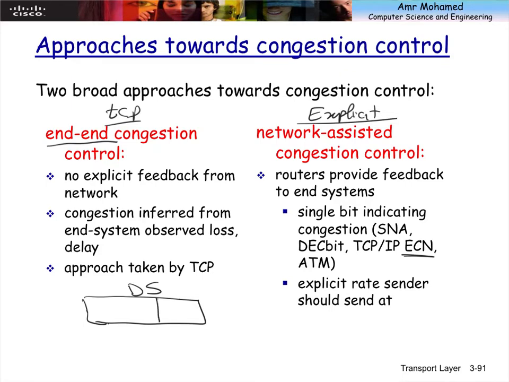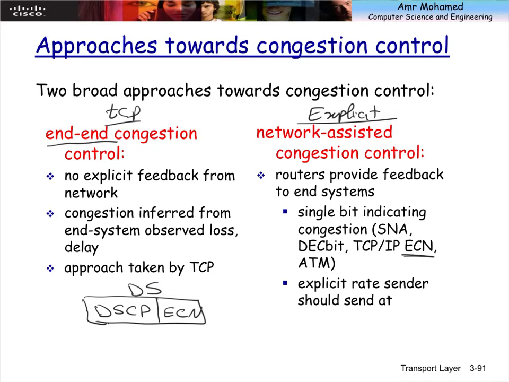This differentiated services field is actually subdivided into two subfields. One is called differentiated service code point, right? The other one is called explicit congestion notification. Explicit congestion notification is the one that we're interested in. This may get sent from the router back to the source. But how does the router know the source?